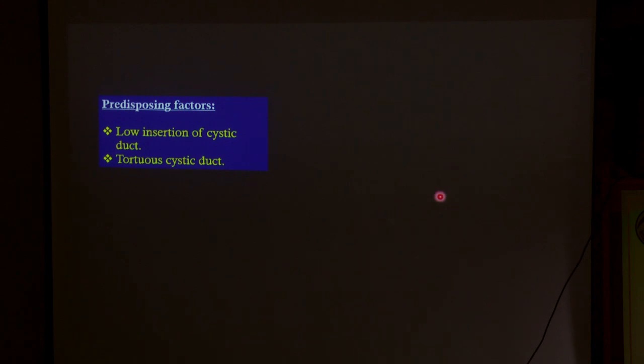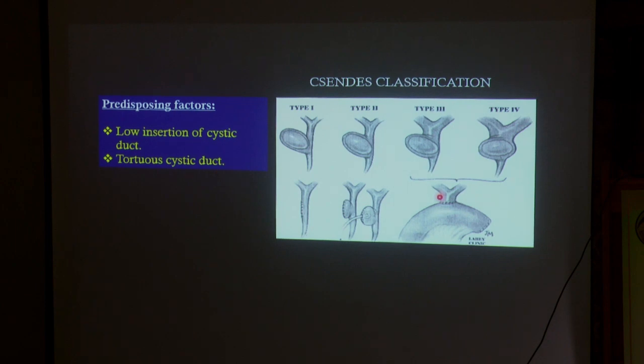What are the predisposing factors and classification system? Predisposing factors are low insertion of the cystic duct and a tortuous cystic duct. It is classified by Sanders into 4 types. In type 1, there is a calculus in the cystic duct without formation of a fistula. It's just compressing the CBD. In type 2, there is formation of a cholecystocholedochal fistula, wherein less than 1/3 of the CBD is involved in the fistulous communication. In type 3, more than 2/3 of the CBD is involved, and in type 4, almost the entire CBD is involved in the fistulous communication with the calculus in the cystic duct.